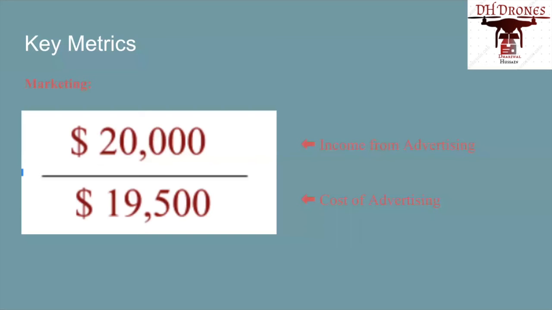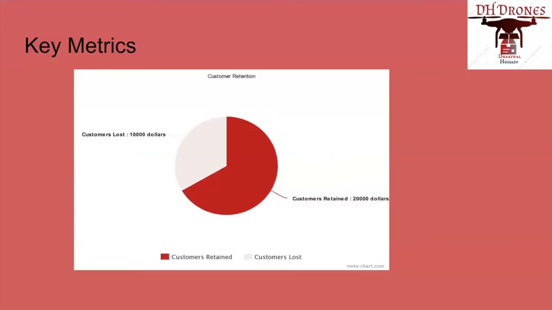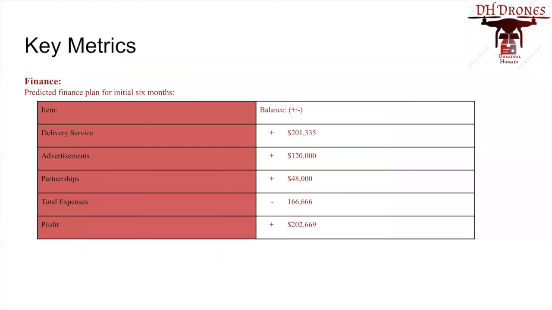Now, our key metrics: 20,000 will be the income from advertising, and 19,500 will be the cost of advertising. So, as you can see, we're still going to gain income from advertising, but we'll be pretty much breaking even. $20,000 will go to customers retained, and $10,000 will go to customers lost. This is a pretty high margin for us as a new company.